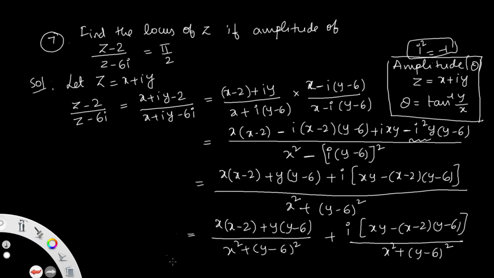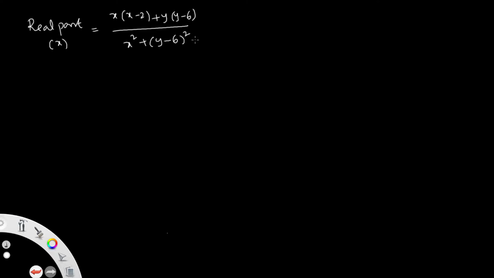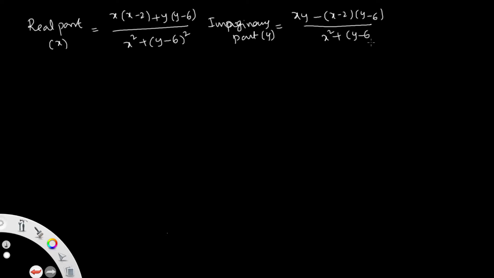So the real part, always denoted by small x, is x into x minus 2 plus y into y minus 6, divided by x square plus y minus 6 whole square. This is the real part. And then the imaginary part, always denoted by y, is xy minus x minus 2 into y minus 6 by x square plus y minus 6 whole square. This is the real part and this is the imaginary part.